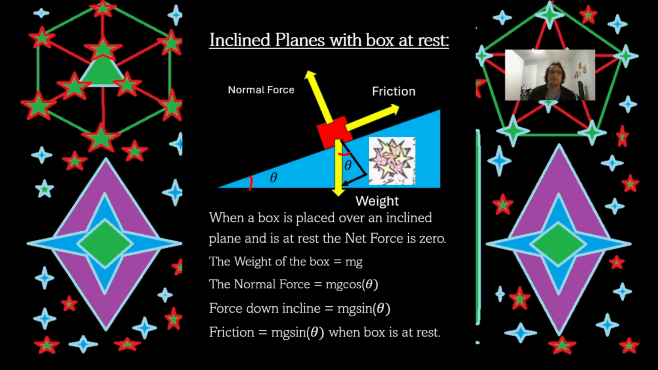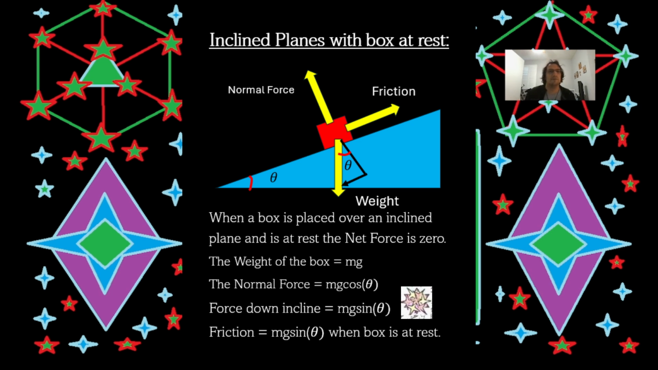So that being said, because the box is not accelerating perpendicular to the inclined plane, it means that mg cosine theta in a downward direction will equal the normal force. Now we also know that the force down the incline is mg sine theta. That's the component of the weight down the plane. And friction will be equal to mg sine theta when the box is at rest, because the force down the incline cancels out with the force up the incline, which is friction.